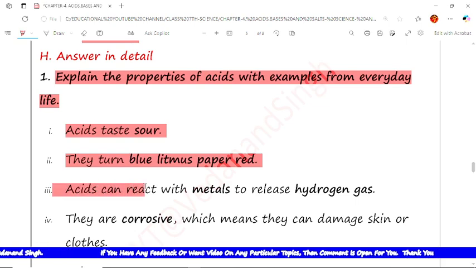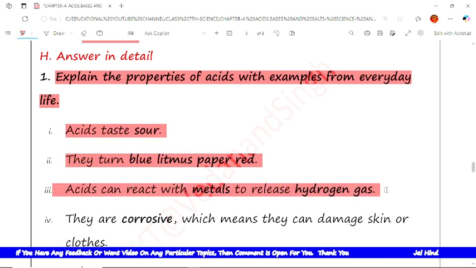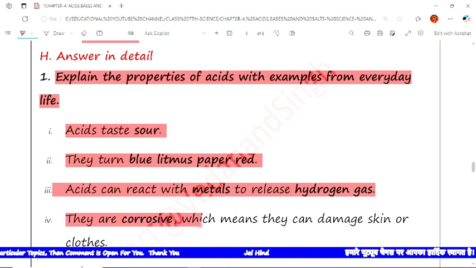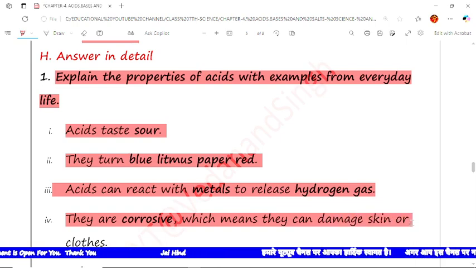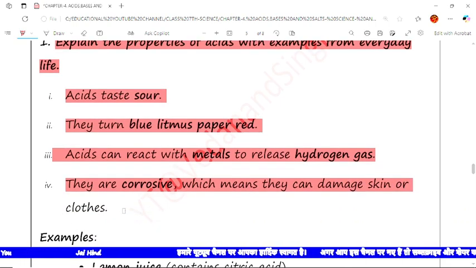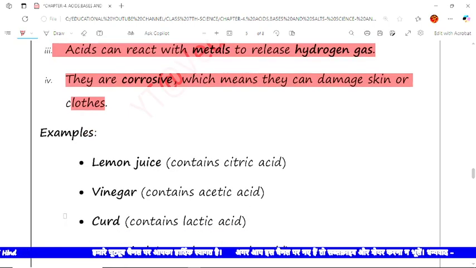Third point is acid can react with metal to release hydrogen gas. And the fourth point is they can be corrosive, which means they can damage skin or clothes. And the examples we are taking here.